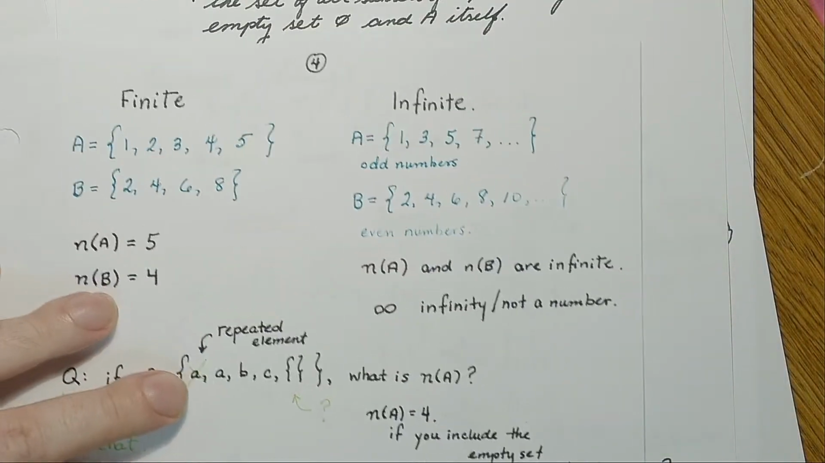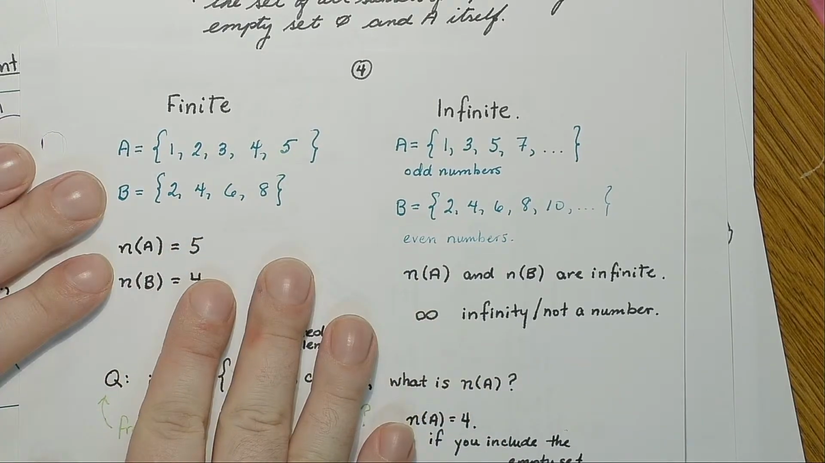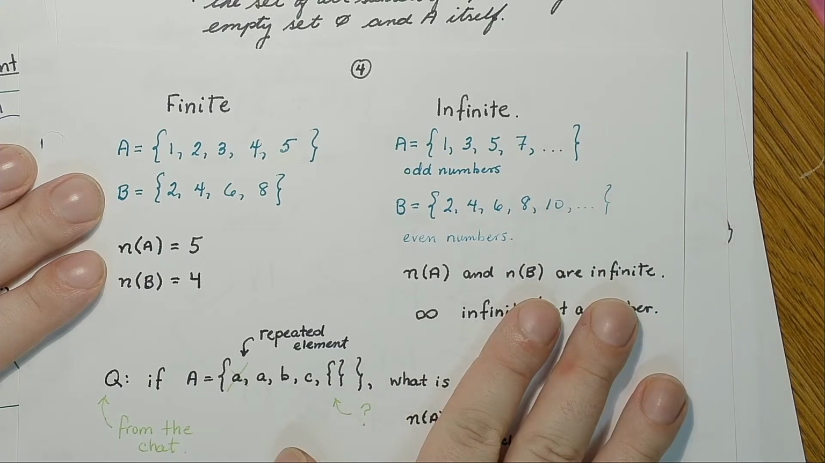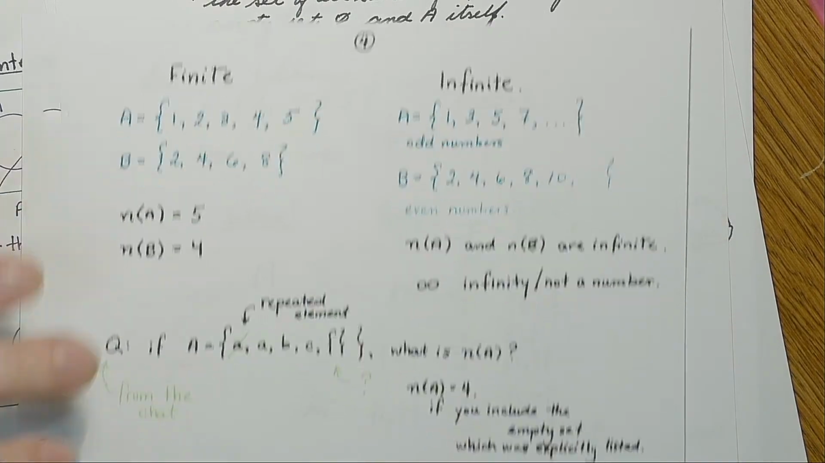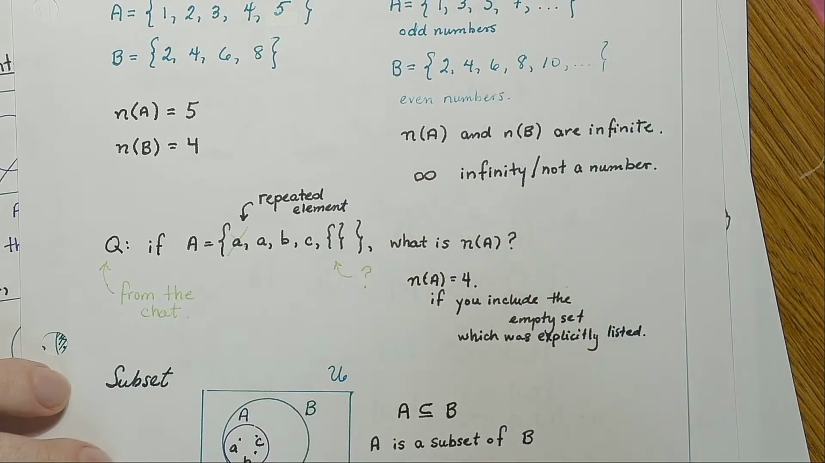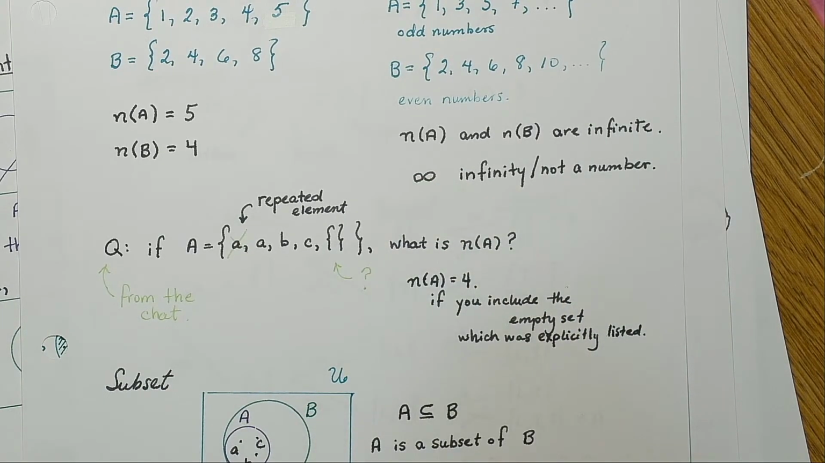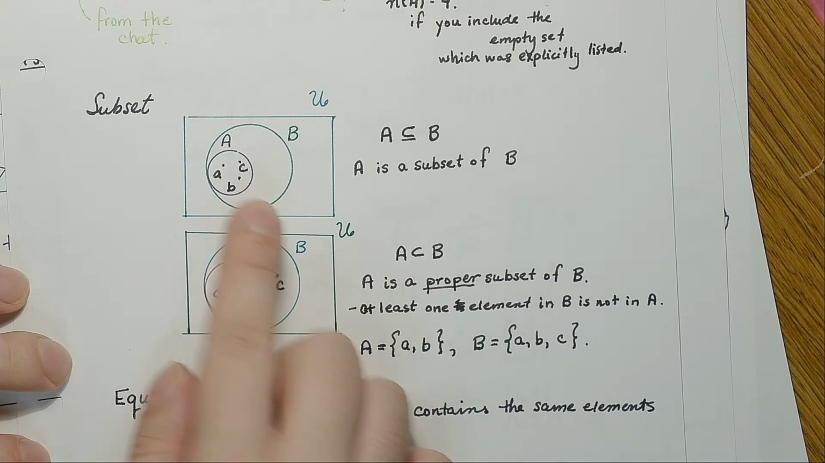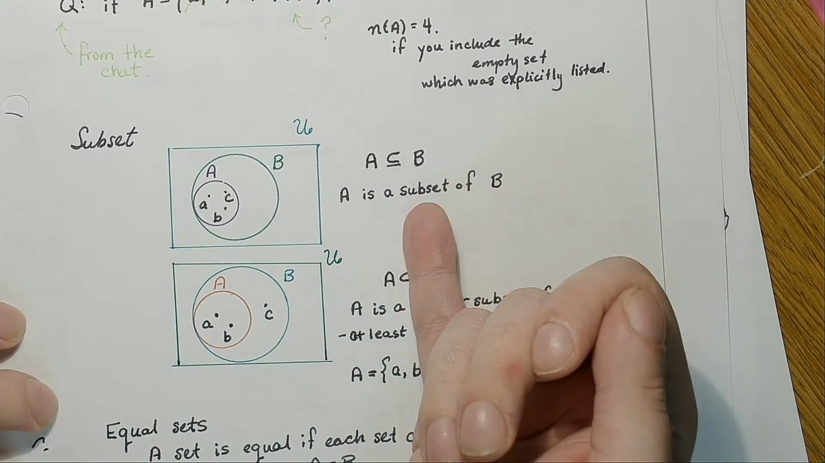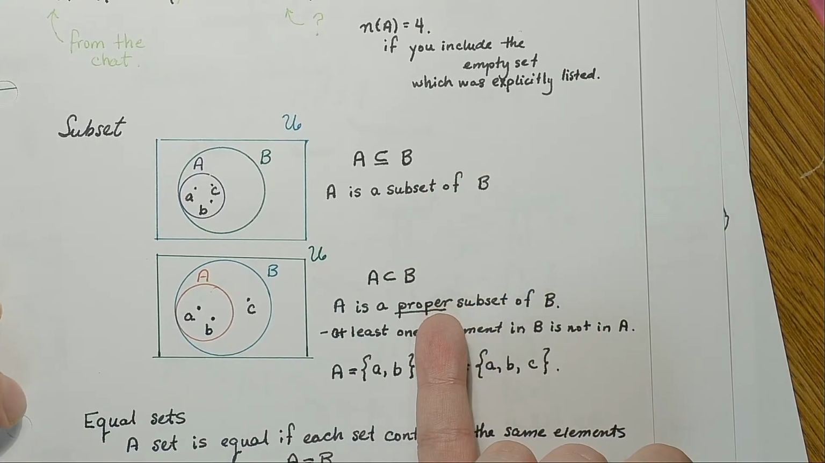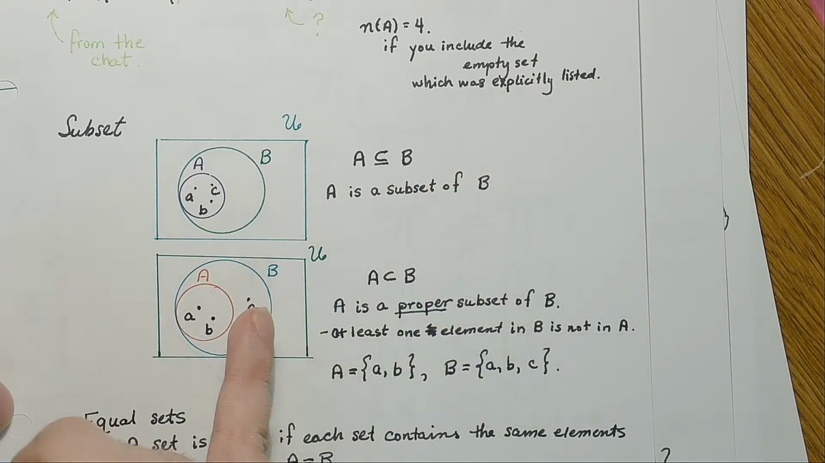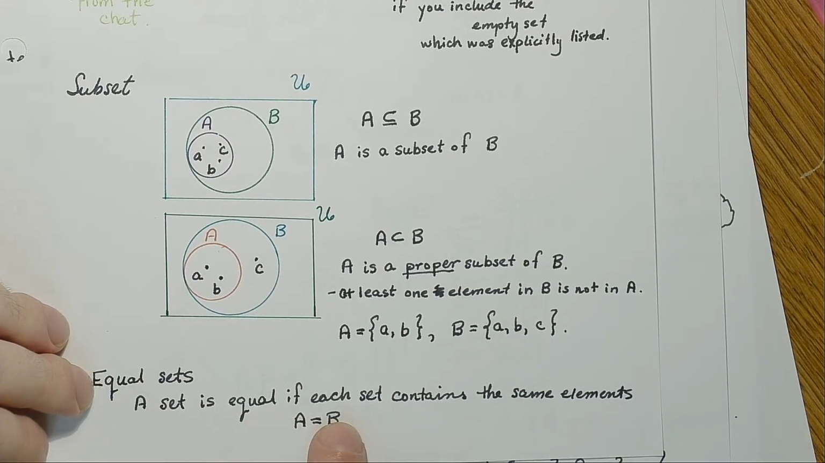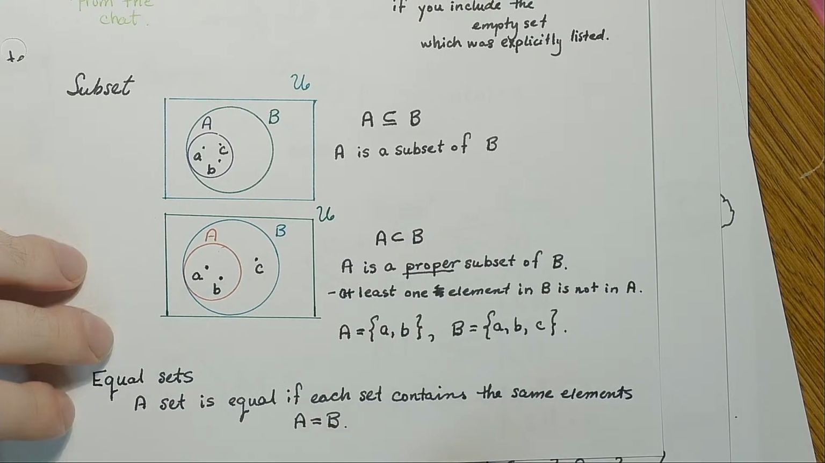We talked about the idea of finite, which has a number assigned to it, and an infinite set that has no number that can be assigned to it. It's infinite, and infinity is not a number, it's a concept. We talked about a subset, which was a set inside of itself. So we had the subset and a proper subset. A proper subset has at least one element that's in one that's not in the other. Equal sets are where each set contains the same elements.